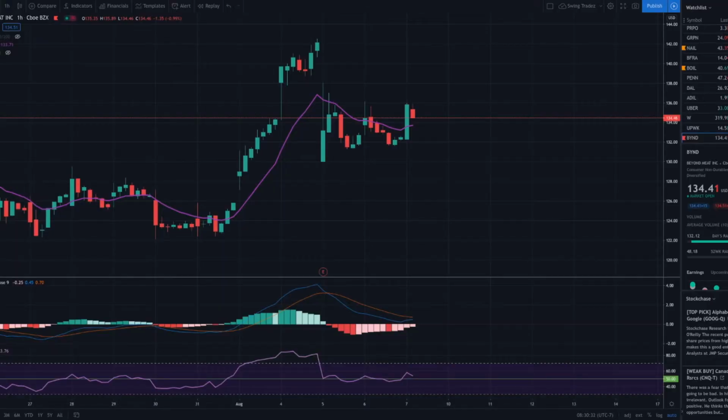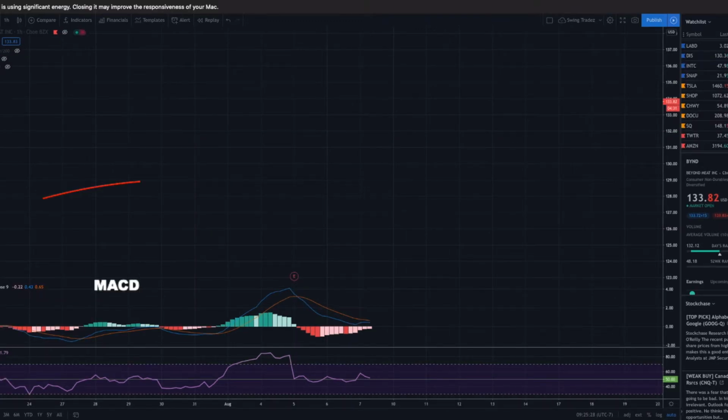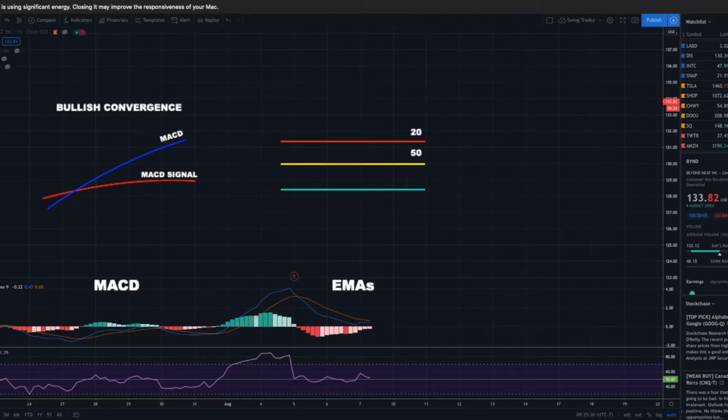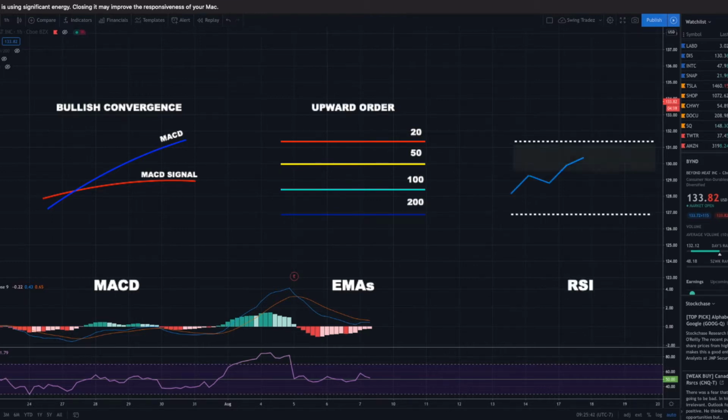So before buying an asset, it's important to see what's going on both short-term and long-term. Although you might be planning to be in the security short-term, it's important to know what's going on in the long-term as well. Let's say we are trading on the 5-minute chart and we see signs of a positive uptrend. We see the MACD has a bullish convergence. We see the EMA lines are in the correct order. And we see the RSI is in the fair value column.